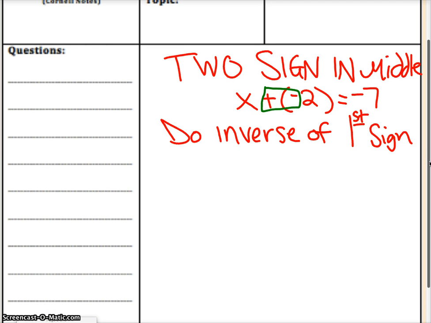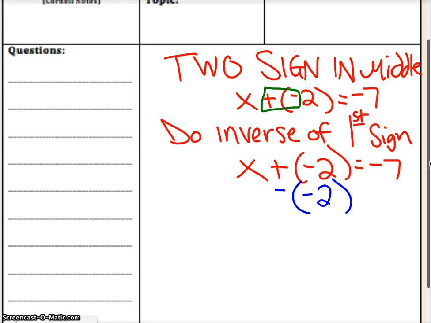But it gets a little tricky. So if I have x plus a negative 2 equals negative 7, I need to move the negative 2. How do I get rid of it? Well, I'm plusing it. So the inverse of plus is to subtract. So I need to subtract a negative 2. Well, according to the subtraction property of equality, if I subtract something on one side, then I need to subtract something on the opposite side.